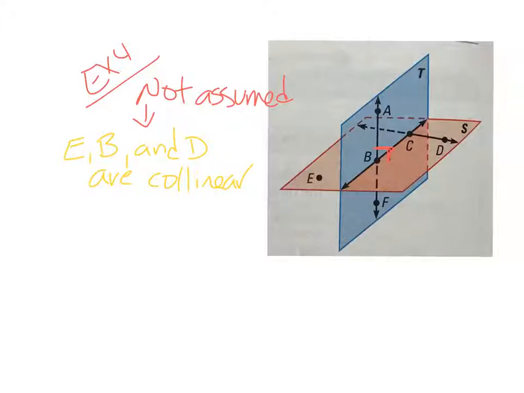All right, what about CD? Is that perpendicular to plane T? So CD is going this way. Is there a perpendicular line? No, there's nothing saying that the blue plane is perpendicular to CD. So there's another thing, segment CD perpendicular to plane T. So that's another thing we cannot assume.